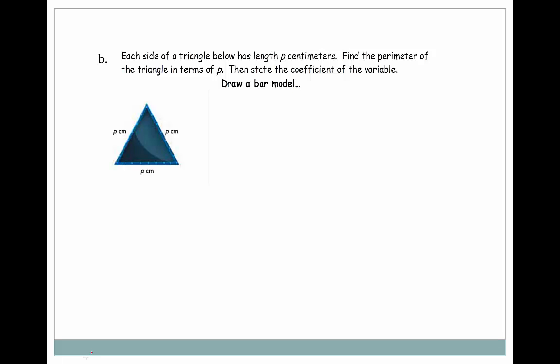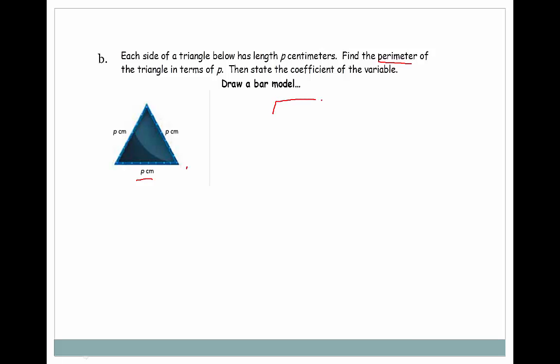Here's another one. Each side of the triangle below has a length of p centimeters. We're to find the perimeter of the triangle in terms of p. Then state the coefficient of the variable. And we're going to draw a bar model. Well, let's talk about perimeter. Perimeter is taking a walk around all of the sides and adding them up.